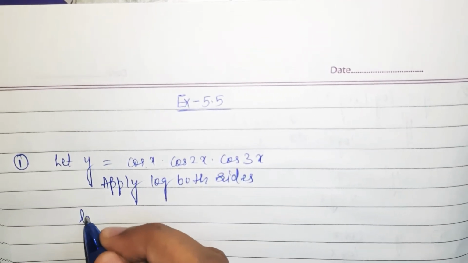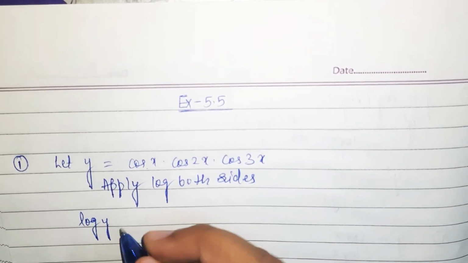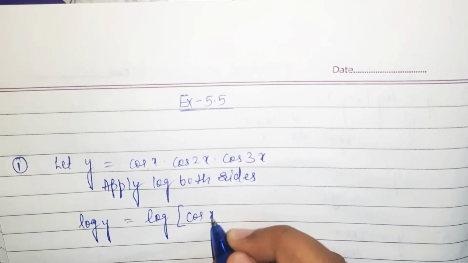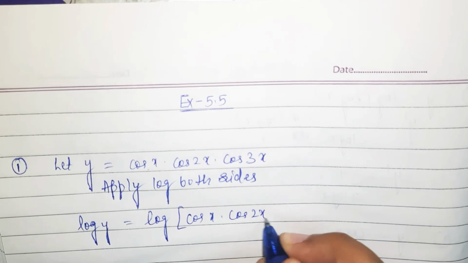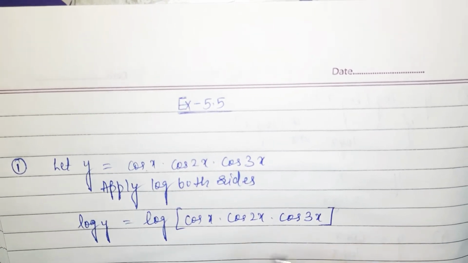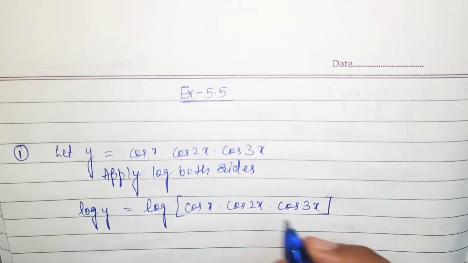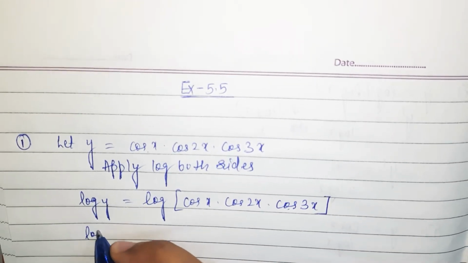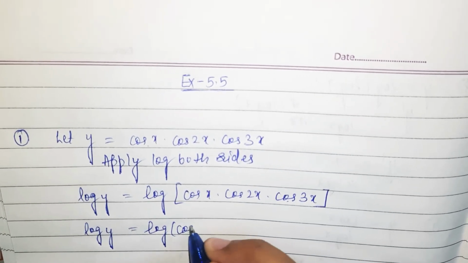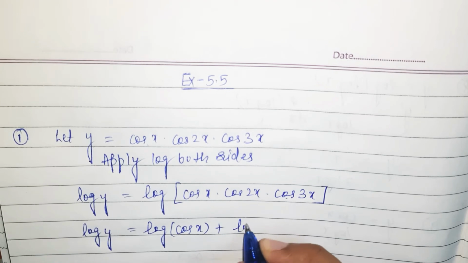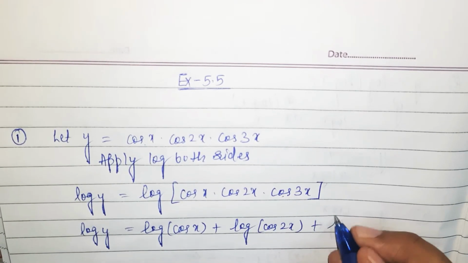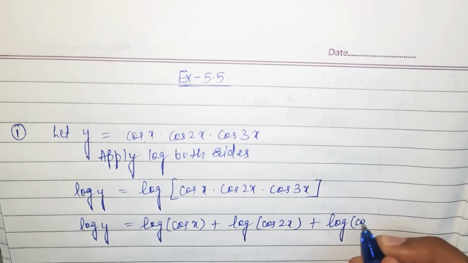So, apply log. So, log y, and this will become log of what I am getting. Let's suppose this is m, n, p. So what is the property? Log mn is log m plus log n. Log mnp will be log m plus log n plus log p. So this is log y. We can write it as log of cos x plus log of cos 2x plus log of cos 3x.